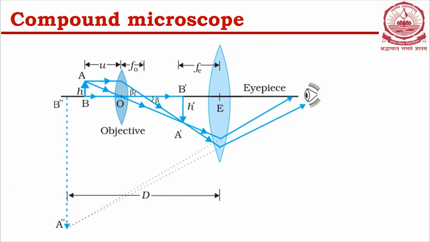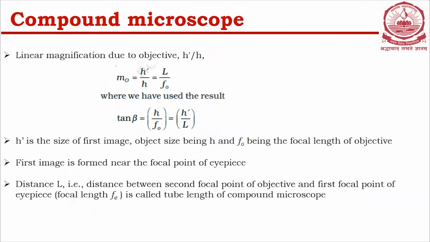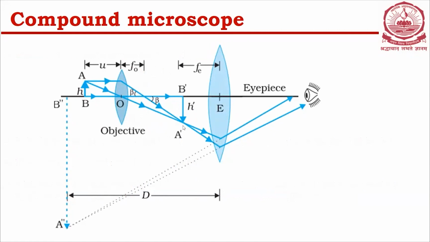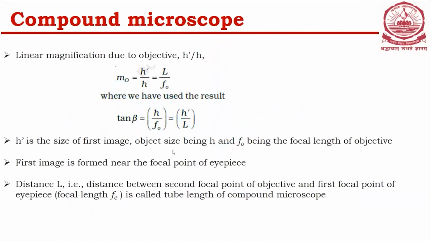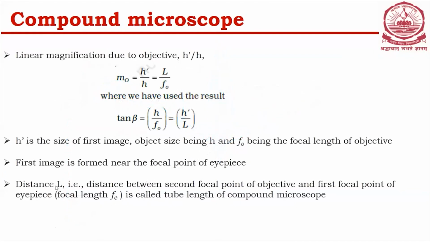So f naught is the focal length of the objective, and tan beta is also nothing but h dash by L. H dash is the size of the first image, object size being h and f naught being the focal length of the objective. The first image is formed near the focal point of the eyepiece. That's what is important here. So the distance L, that is the distance between the second focal point of the objective and the first focal point of the eyepiece, is called the tube length.